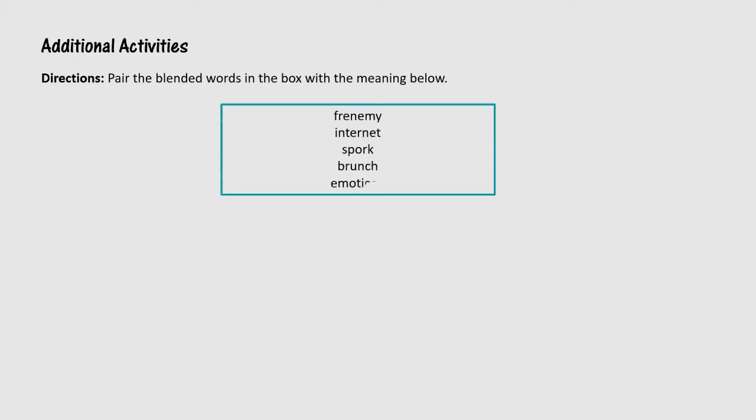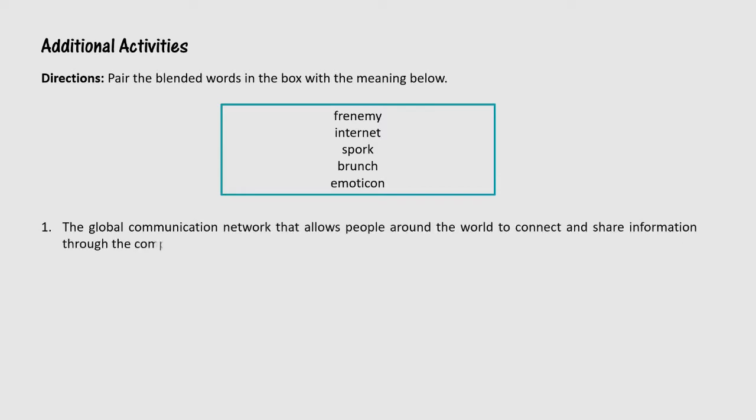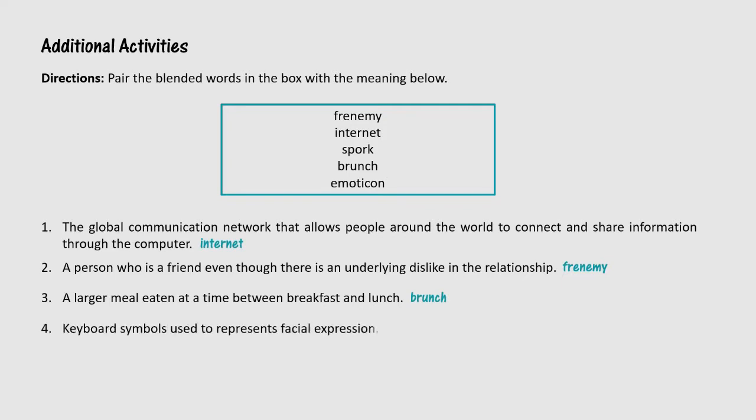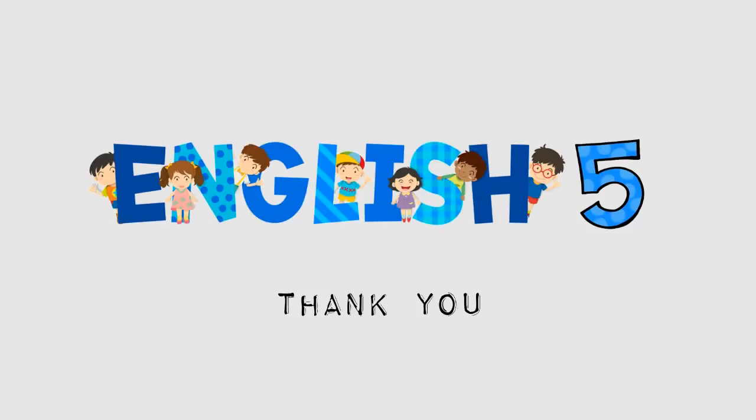Pair the blended words in the box with the meaning below. The global communication network that allows people around the world to connect and share information through the computer. A person who is a friend even though there is an underlying dislike in the relationship. A larger meal eaten at a time between breakfast and lunch. Keyboard symbols used to represent facial expression. A hybrid form of a utensil especially intended for eating.